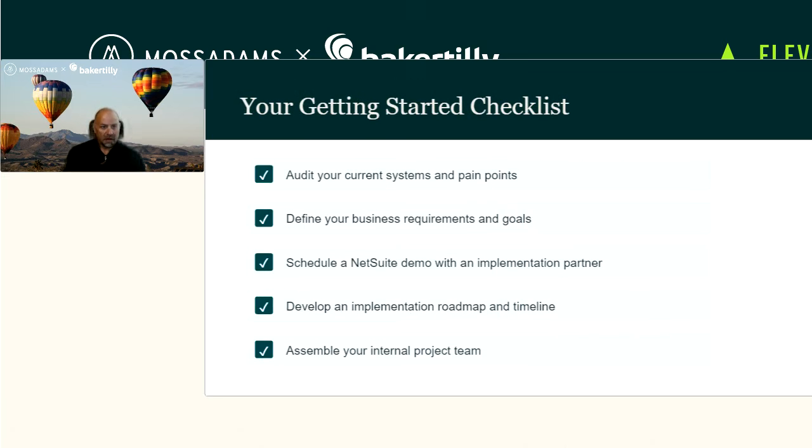So just to wrap up here, your getting started checklist would be: audit your current systems and pain points, define your business requirements and goals, schedule a NetSuite demo with an implementation partner such as Moss Adams, develop an implementation roadmap, which is something we help people with all the time, and of course, assemble your internal project team. So with that, I'm happy to answer any questions offline here. I know we're coming up on time, but I will turn it back over to close us out.